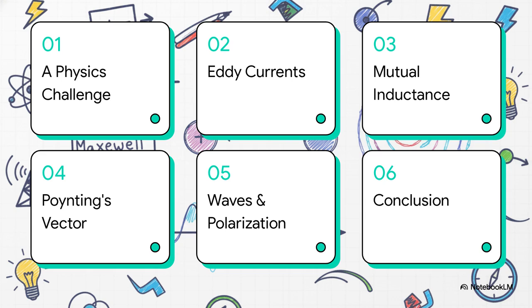First, we'll dive into a physics challenge about these things called eddy currents. Then we'll see how physicists use a super elegant shortcut to solve a problem about mutual inductance. After that, and this one is wild, we're going to uncover a surprising secret about how energy actually moves, using something called Poynting's vector. And we'll wrap it all up by looking at the fundamental rules of waves and polarization that define what light even is.